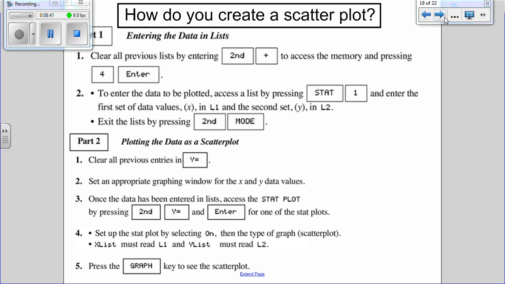All right, this is step-by-step information on how to do a scatter plot. What we're going to do is just do it together. But if you're ever lost, this is how you create the scatter plot.